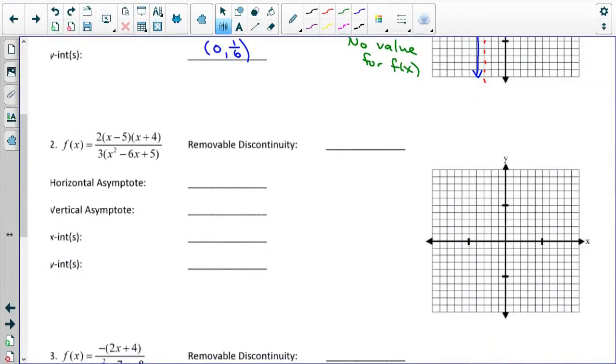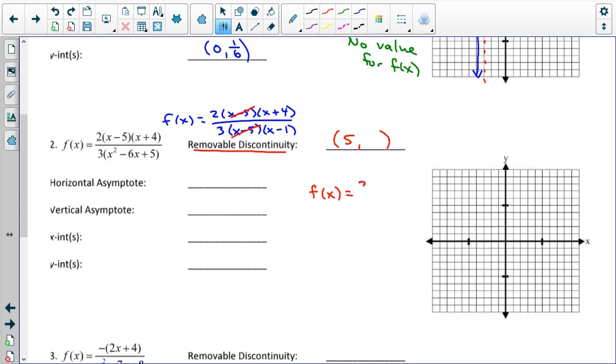When I look at number 2, I'm going to factor the denominator. So f of x is 2 times x minus 5 times x plus 4 over 3 times x minus 5 times x minus 1. Once again, I have a removable discontinuity at x equals 5 because I can cancel out the x minus 5s. So 5 is the x value of my removable discontinuity. F of x I can rewrite in more simplified form as 2 times x plus 4 over 3 times x minus 1.